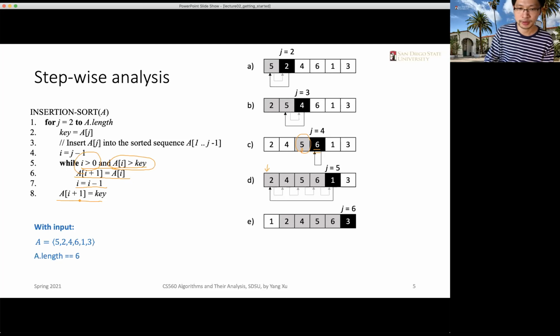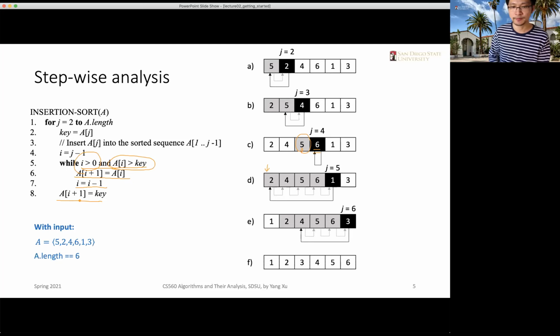Okay, so the last element is 3, and we need to compare it with all the elements before it until we find the correct position to insert it. And eventually, we will have some outputs that look like this, from 1 to 6 in sorted order. All right, so that is a complete example of how the insertion sort algorithm runs.